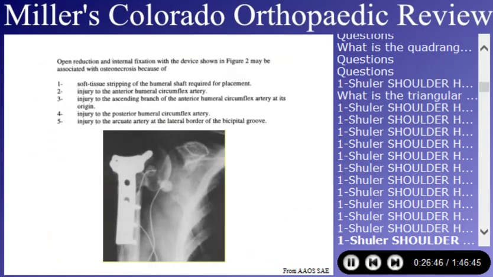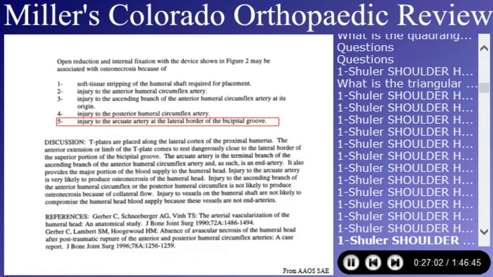This is a great question. Open reduction internal fixation device shown may be associated with osteonecrosis due to what? And you got to know the blood supply to the humerus. The blood supply to the humeral head is off the anterior humeral circumflex artery. It's an artery that goes up called the arcuate artery on the lateral border of the bicipital groove. Injury to the arcuate artery of the lateral border of the bicipital groove. That's why this plate puts direct compression on it and it can cause osteonecrosis.